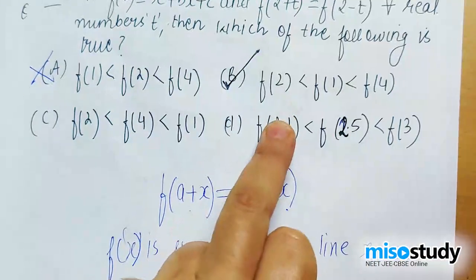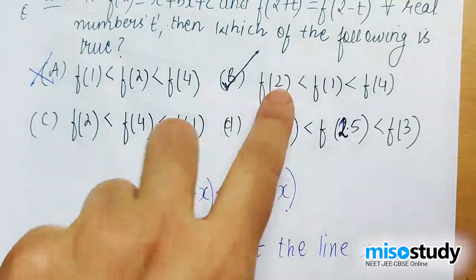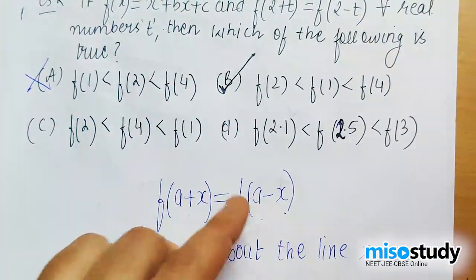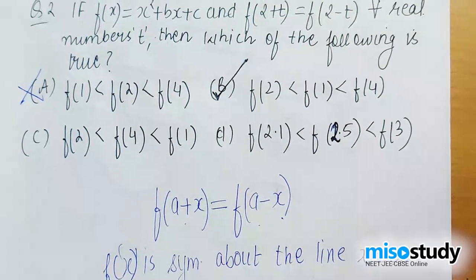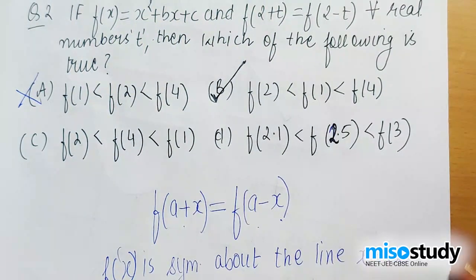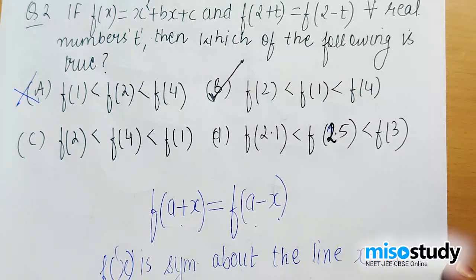Since we got the right option, we don't need to check the other ones. This is the reverse of this, so certainly this is incorrect. Now we can check this as well, which will be certainly incorrect because there is a single option correct. We are doing the mains level. Over here, f of 2.1 is less than f of 2.5, which is less than f of 3.